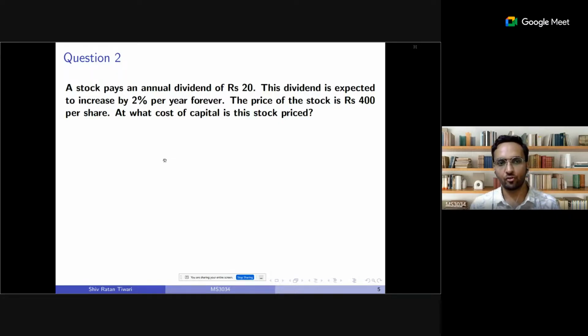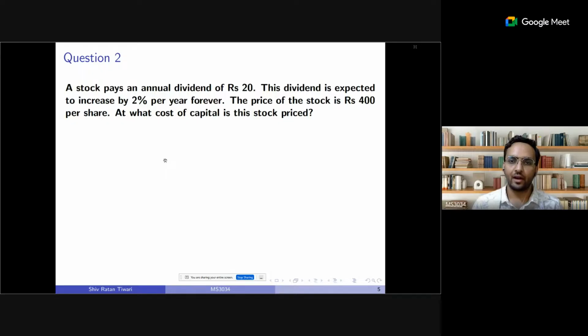For example, a stock pays an annual dividend of 20 rupees, and this dividend is expected to increase by 2% per year forever. As we discussed in our last lecture, like a share, there is no maturity for a stock. It is assumed to exist forever, and according to that conception we do the valuation of these stocks.